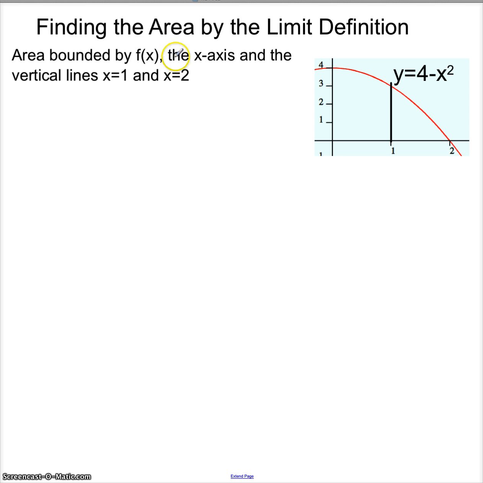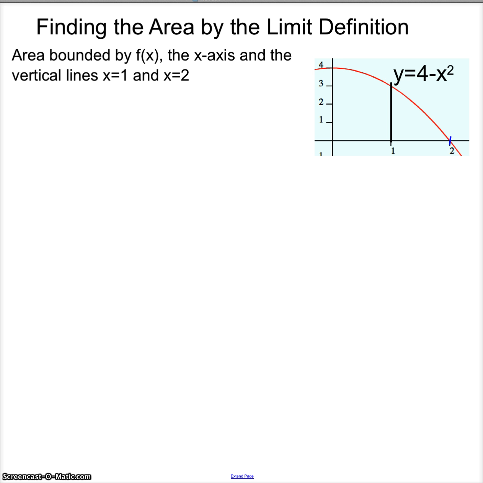Now, what if we do this one right here? The area bounded by y equals 4 minus x squared, and the vertical lines x equals 1 and x equals 2. Well, again, we know it's continuous, so let's give ourselves a partition. Delta x is delta x.